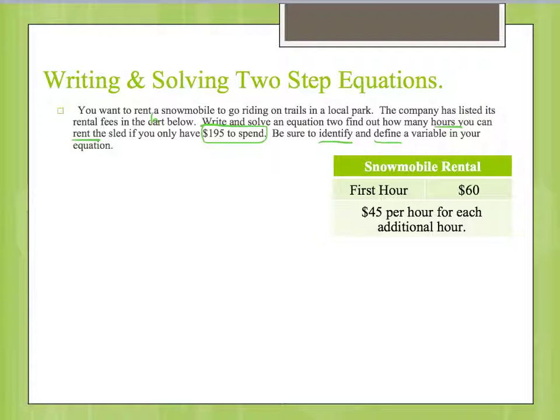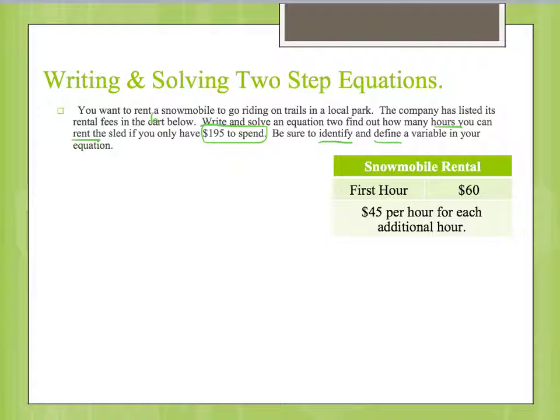So again, we're going to take a look at, well, what's the first step? We should probably try to figure out the verbal model. How are you going to find out how much money you would pay to rent a snowmobile? Well, let's take a look at the table. In our table, we know that for the first hour, I just pay a simple fee of $60. So if I'm renting a snowmobile and I'm only going to go out for 1 hour, all I have to pay is $60. But I want to go snowmobiling for more than just 1 hour because it's a lot of fun. So if I look at the next part of the table, it says $45 per hour for each additional hour. So how am I going to find out how much money I'm going to have to pay if I want to go snowmobiling for more than just 1 hour?